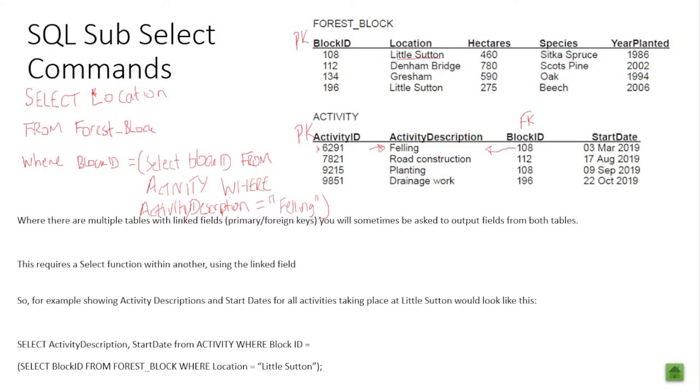Do you understand that? Think of it like this, okay? That is a sub-select command. It's like a whole new SQL statement for another table. Select the block ID from the activity table here where the activity description is felling. So all of that SQL command will return 108. It's just another select inside a select.